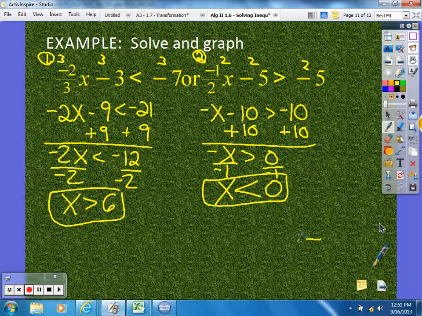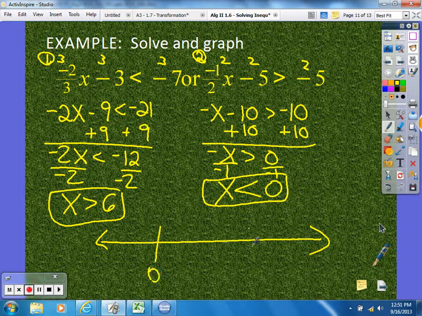Okay. Now we graph it. 0, 6. What kind of dot? Both will be what? Open. Both will be open, right?